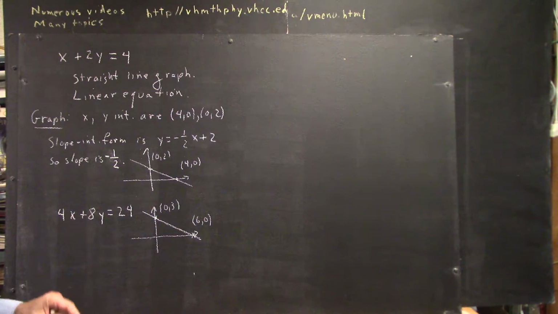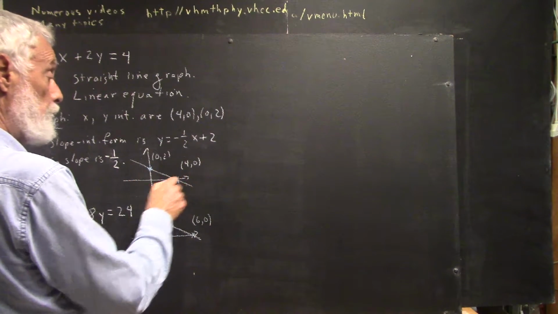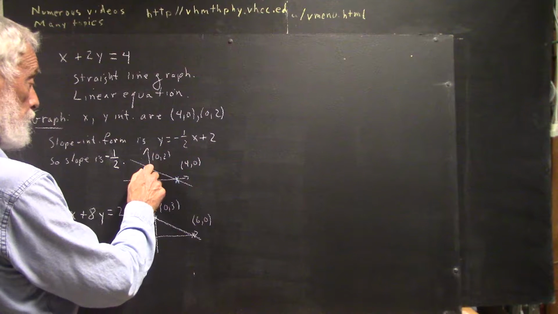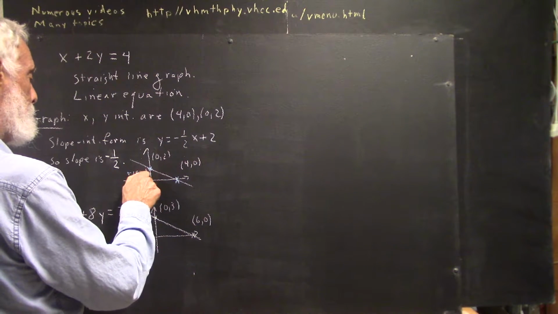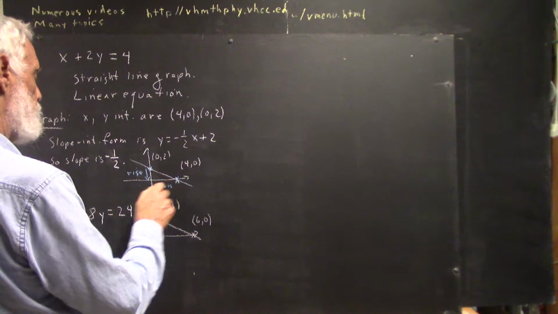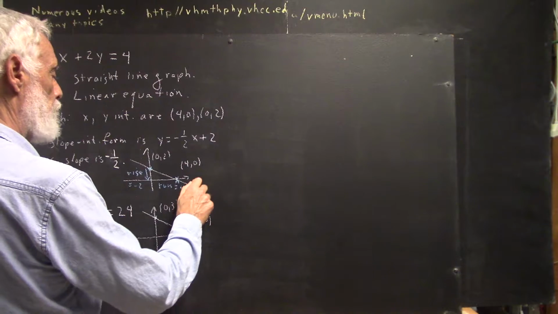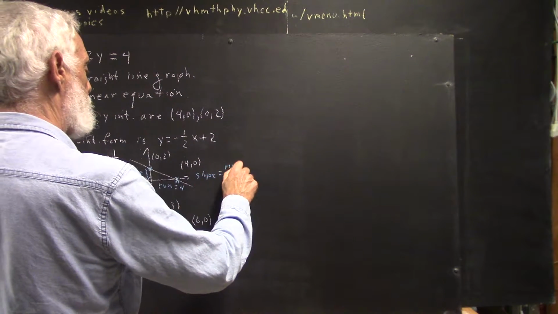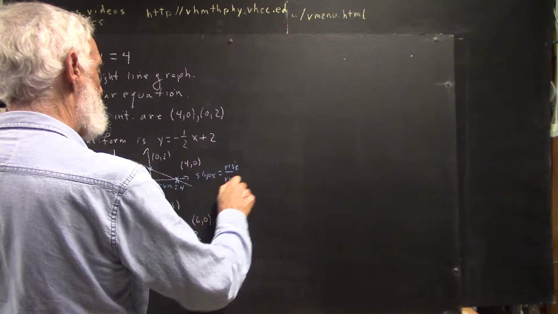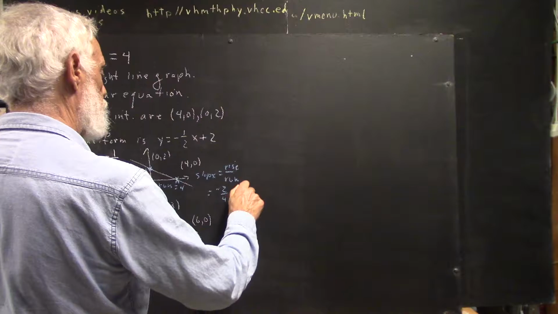The other way to find that the slope is negative 1/2 is to take these 2 points. Now you can do this with any 2 points on the line if you know their coordinates. Right here is your rise, right here is your run. Your rise is negative 2, your run is 4, so the slope is rise over run, which equals negative 2 over 4, or negative 1/2.